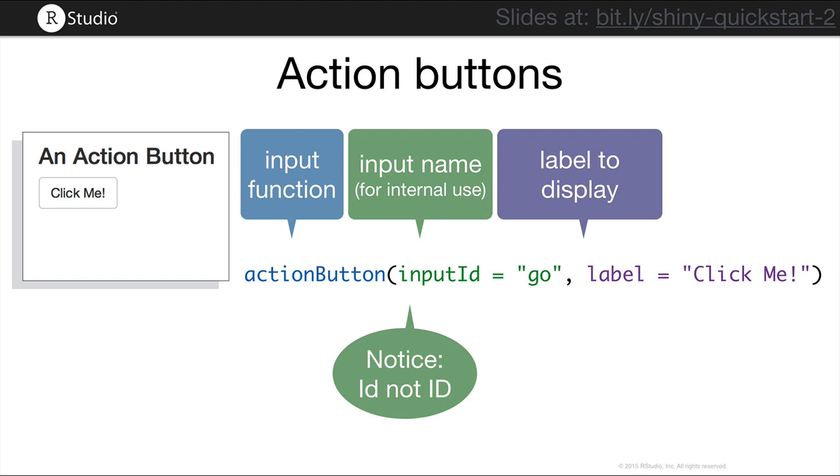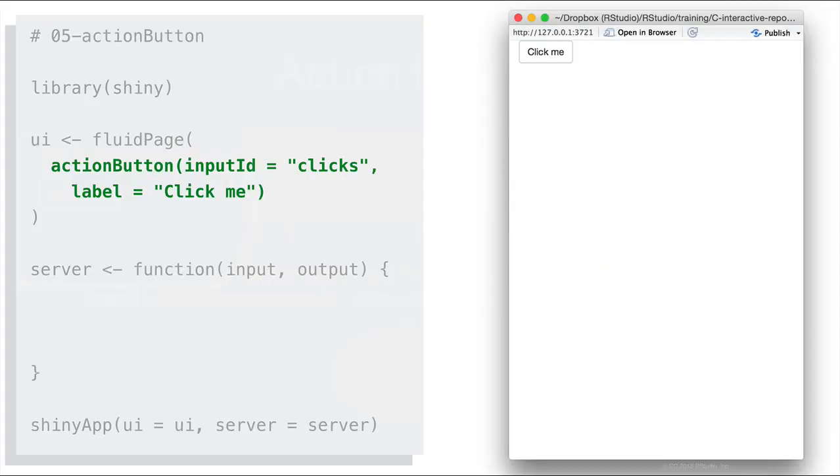And what action button does is it inserts a button input object into your app. So we could add it to the basic template, and we'll get an app that looks like this. It has a simple button in it. I could click that button, but at least when the app looks like this, nothing's going to happen because I haven't written anything in the server side of the app.